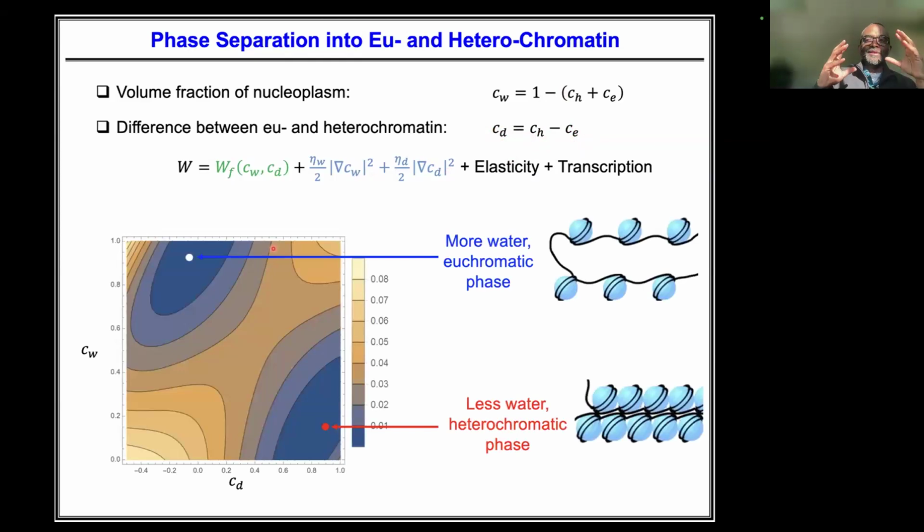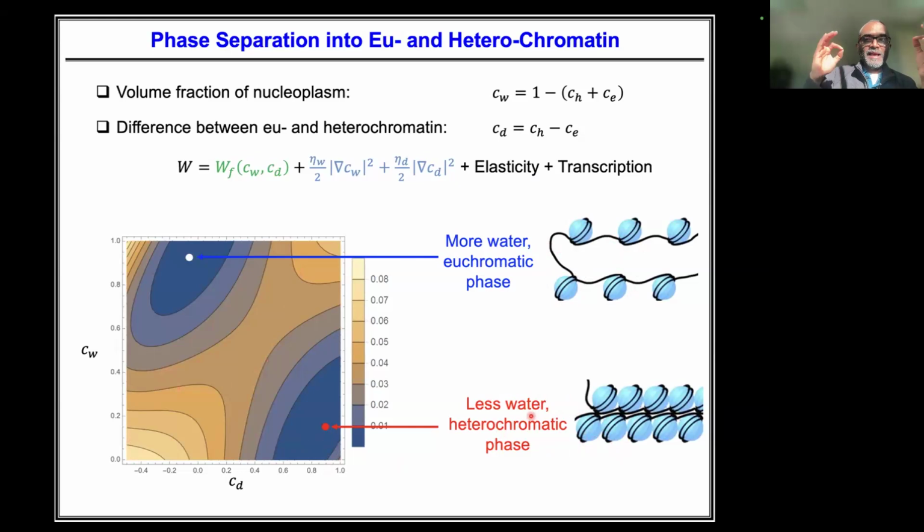Again, I don't want to go into the details here. This can be obtained using active matter theory or also Flory-Huggins and things like that. So we assume a free energy as a function of these two variables that has two wells. One of the wells is at high water content and the order parameter is negative, so that is the euchromatic phase. The other phase is low water content and the number is close to 1. So that's the heterochromatic phase. So you have three components, two phases.